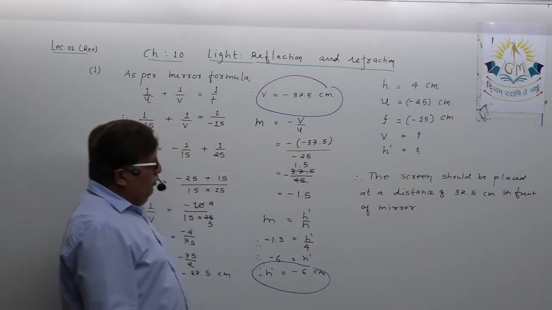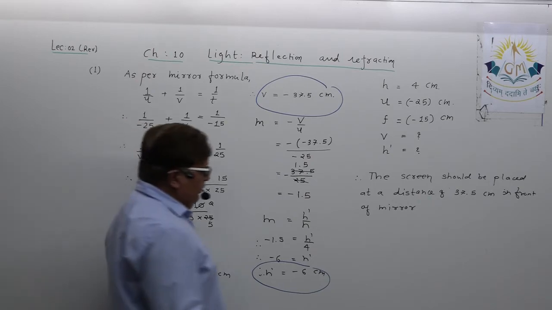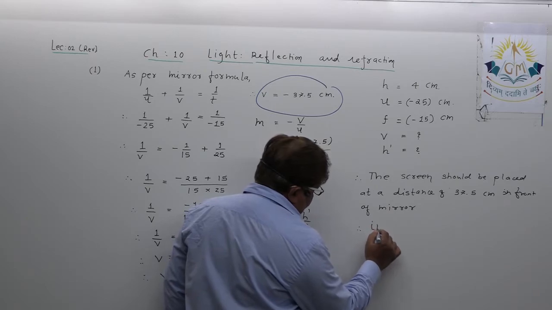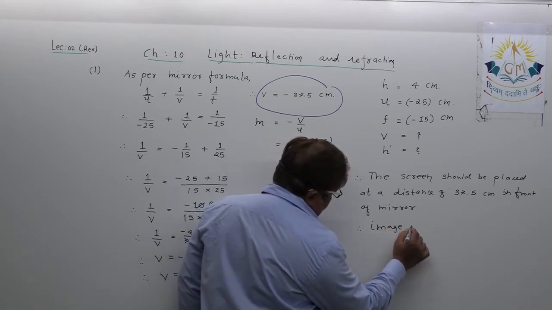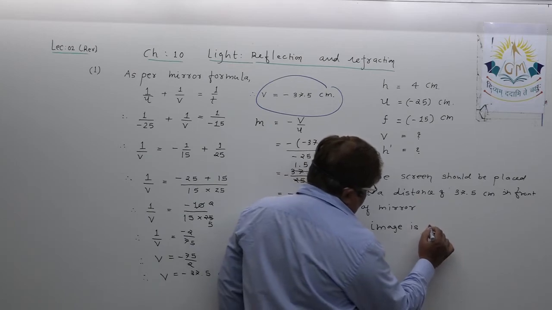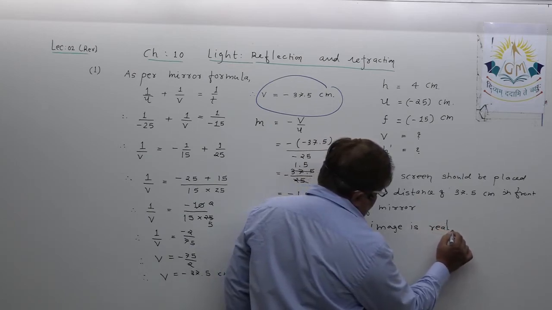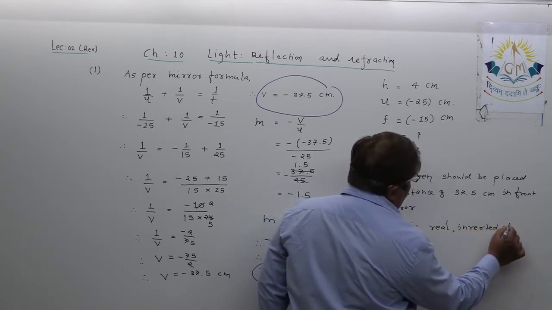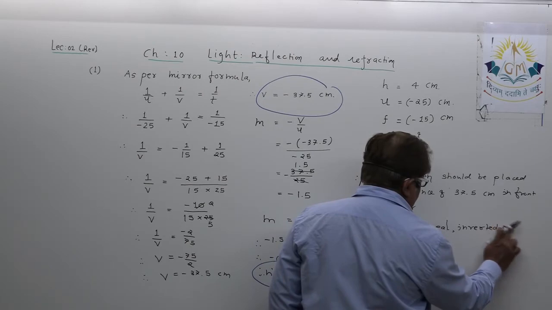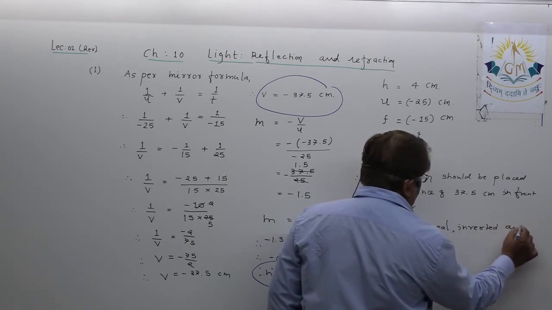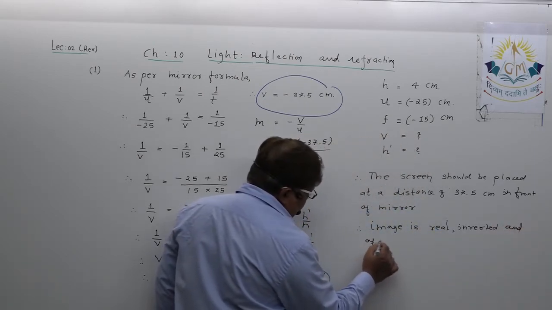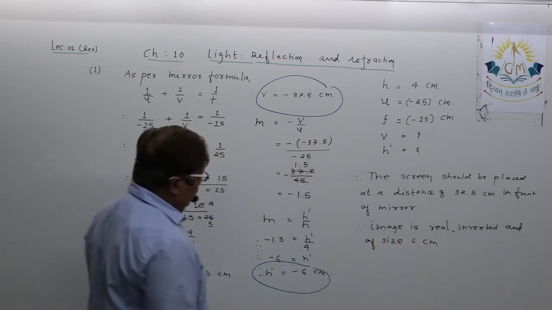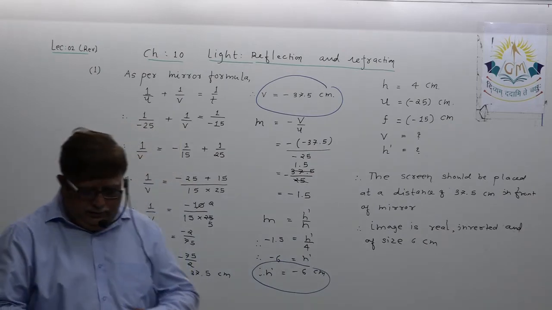Then you are also asked the nature and size of the image. So you will write: image is real, inverted, and of size, obviously, 6 centimeter. So just have a look at the sum.